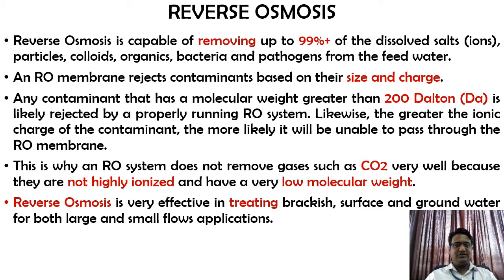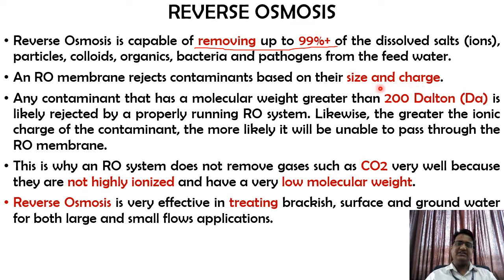Now, reverse osmosis is capable of removing more than 99% of the dissolved salts, that is ions, particles, colloids, organics, bacteria and pathogens from the feed water. So you can see the efficiency we are going to get with reverse osmosis is quite high. An RO membrane rejects contaminants based on their size and charge.